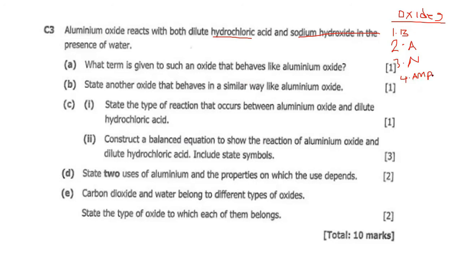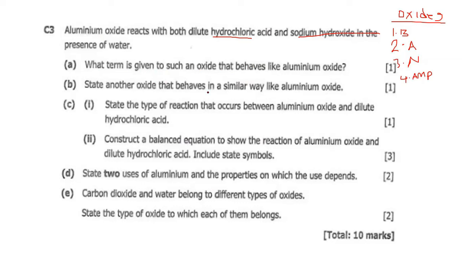Now the behavior of these is that the amphoteric oxides, they react both with what? They react both with an acid and with a base. So that is one thing that you should know. Amphoteric oxides, they react both with an acid and with a base. So here we are talking about oxides of lead, oxides of zinc, and aluminium, and so on and so forth. So the neutral oxides, they don't react with anything. Okay, so having that background, now we can answer what term is given to such an oxide that behaves like aluminium oxide. So it's amphoteric.